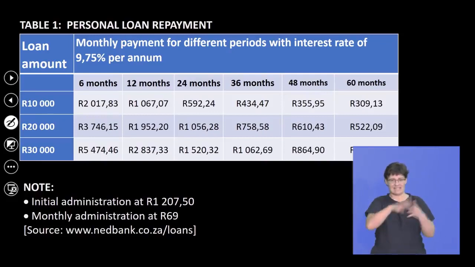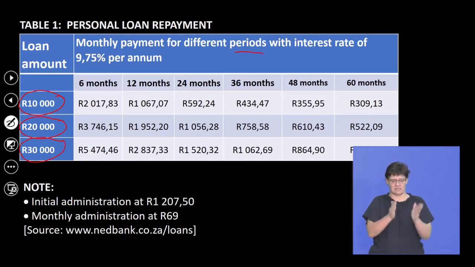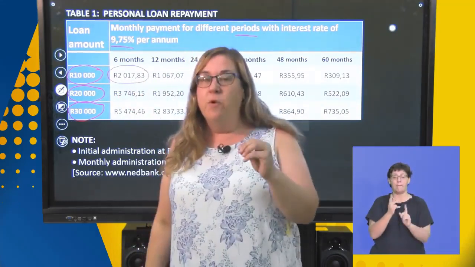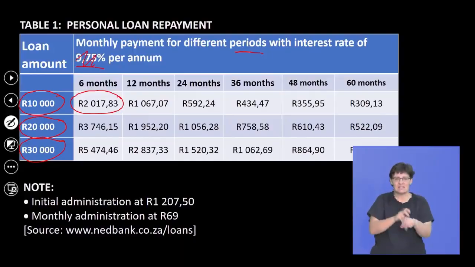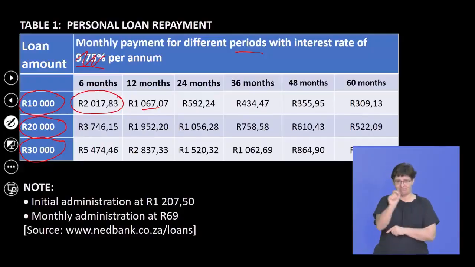Okay, so let's see what table 1 says. We've got a personal loan repayment. This is our loan amount, and we've got different amounts: 10,000, 20,000, and 30,000 Rand. And then they give you monthly payments at different periods, that's different times, with an interest rate of 9.75%. What's important to note about this table is that it gives you 6, 12, 24, 36, 48, and 60 months, but they have worked out the repayment for you. So you do not need to actually take that percentage into account at all. It's been calculated for you. So if you're borrowing 10,000 Rand for 12 months, you're going to be paying that amount.